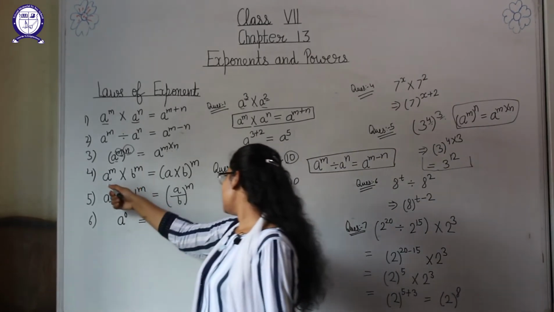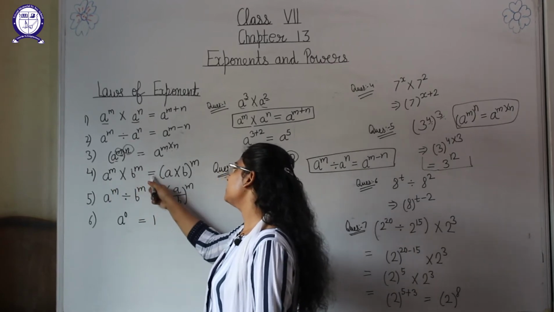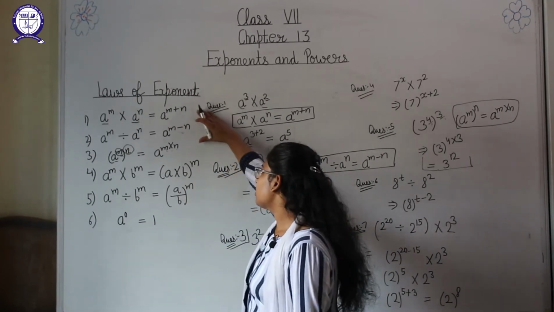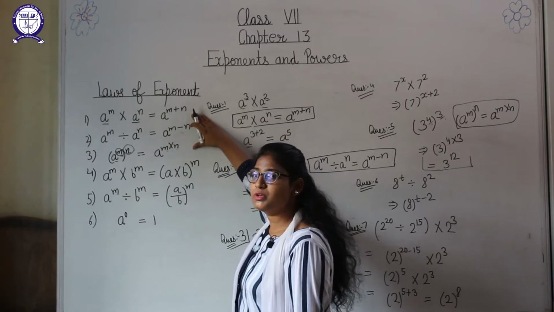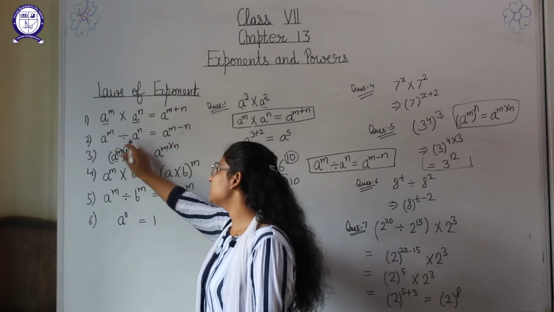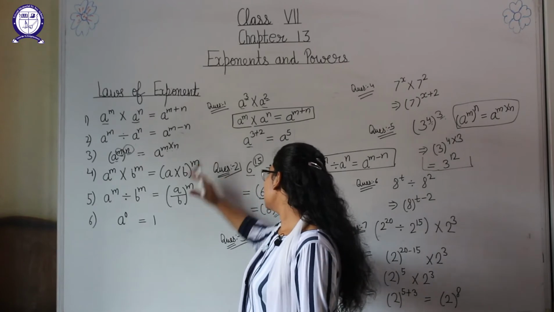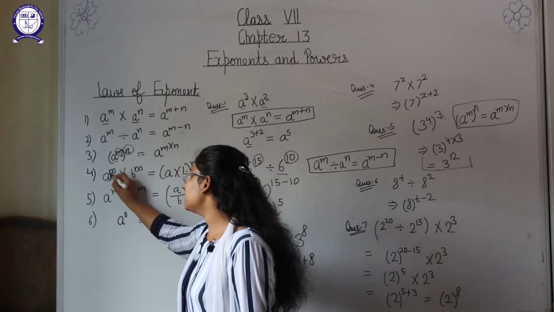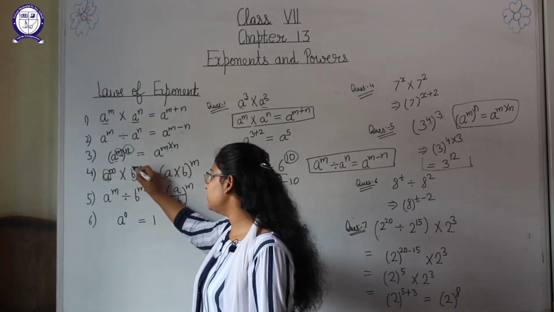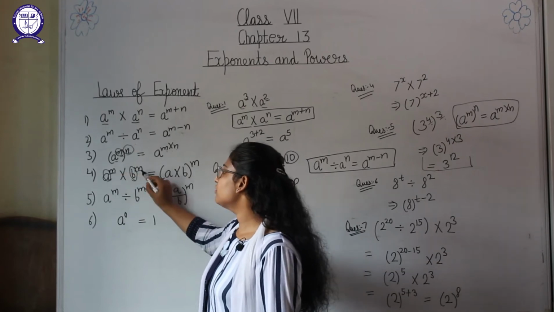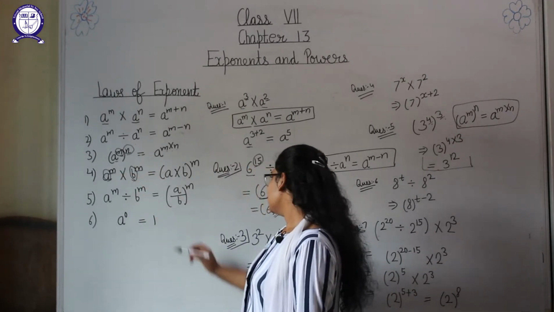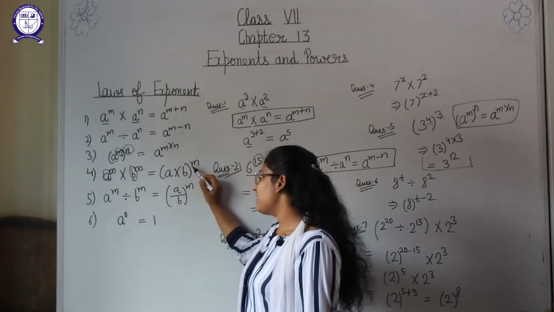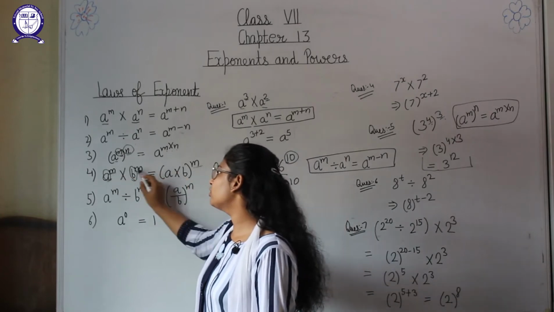Now the fourth law is a raised to the power m into b raised to the power m equals a into b, whole power m. Students, up till now, the bases were the same but the powers were different. But in this case, if you check, the powers are the same but the bases are different. Here a is the base, here b is the base, but the powers of both are m and m. So in these cases what will we do? We will multiply both the bases and the power will be m, the same power both contain.